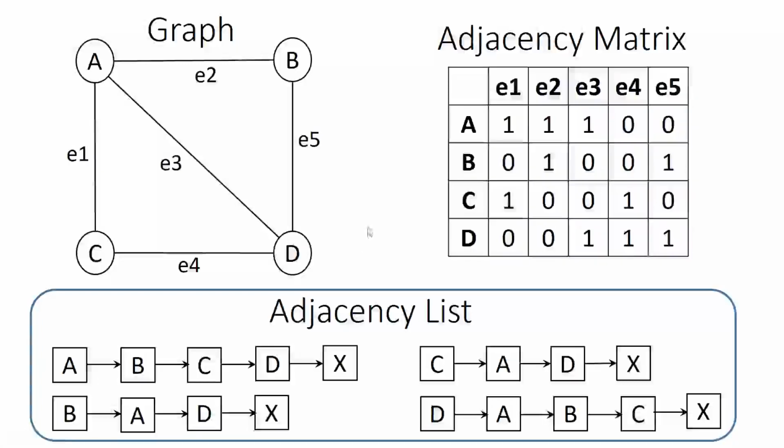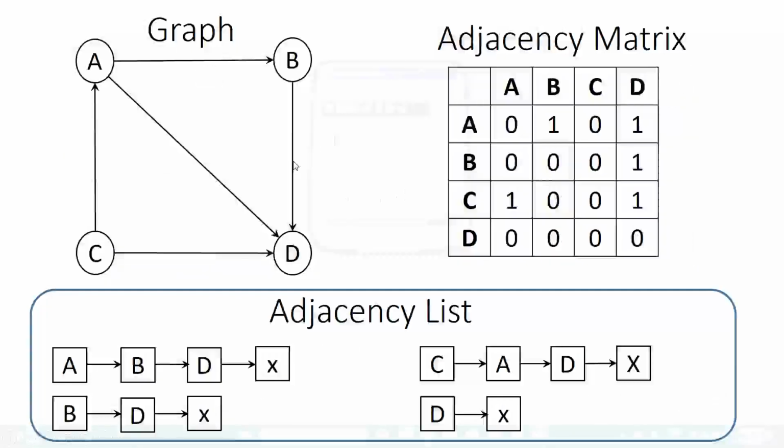Now, in a similar fashion for the matrix, if we are representing rows with vertices and columns with edges, it is also simple. Degree of A is 3 edges, so 3. B is 2, C is 2 and degree of D is 3. Like this we can calculate. Now let us see an example in the case of a directed graph.